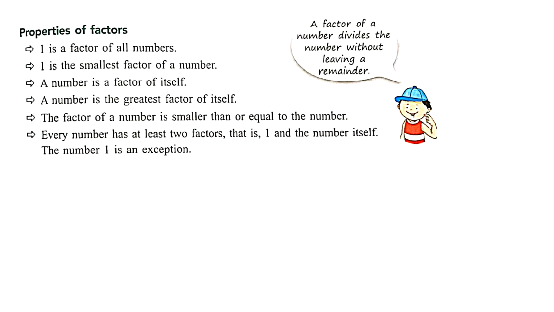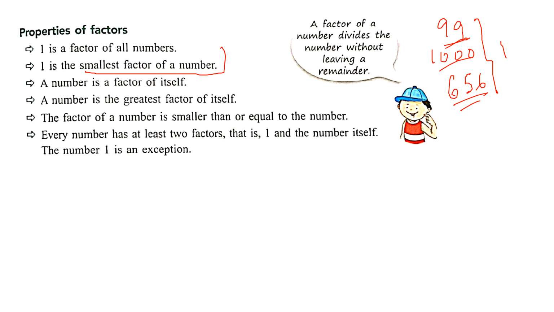Okay, so now some of the properties of factors are, one is the factor of all numbers. Take up any number, whether you take up 99, you take up 1000, you take up 656, whatever, all of them have 1 as the factor. Definitely 1 will be the factor of every number. And it is the smallest of all the factors, for every number the smallest factor is 1.